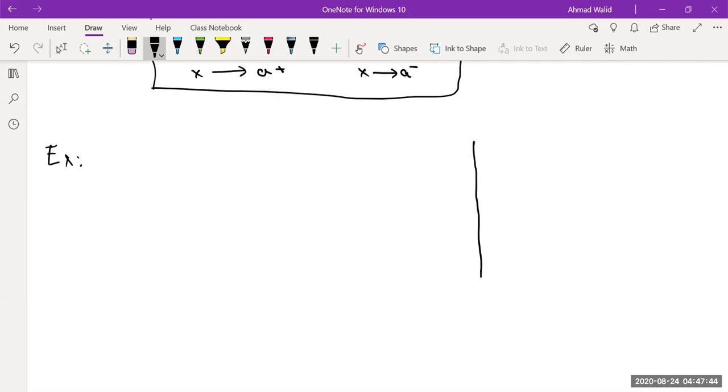Let me draw another graph for you for this example. Again, in this example, I choose 2. I don't know why. Here 1, for example, here 2, here 3.